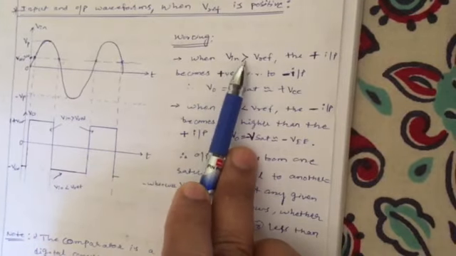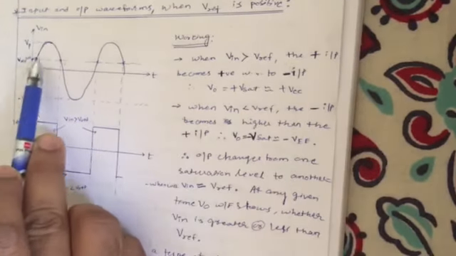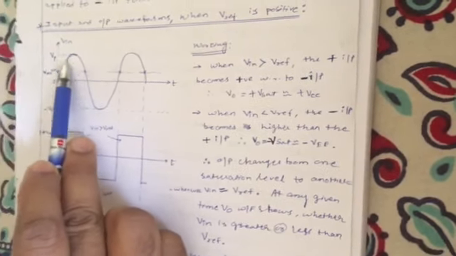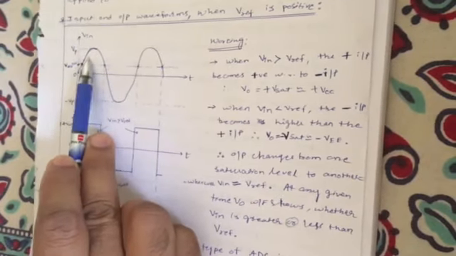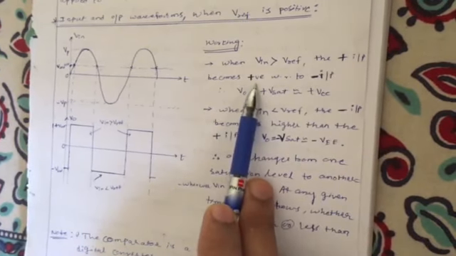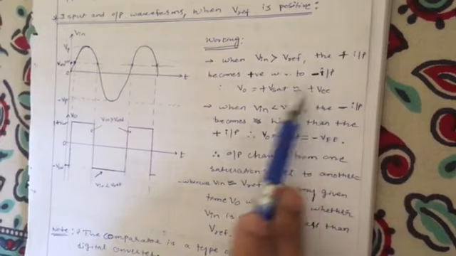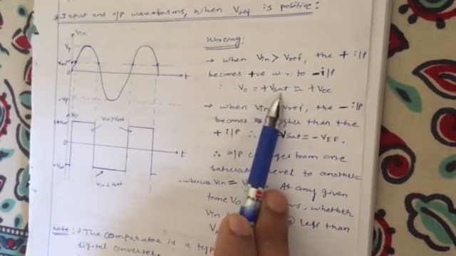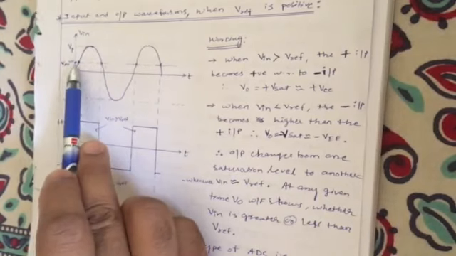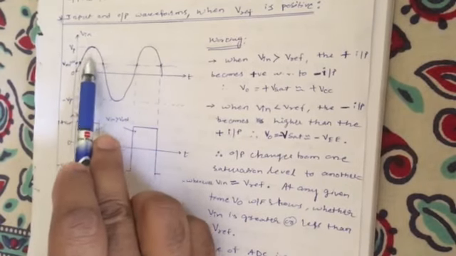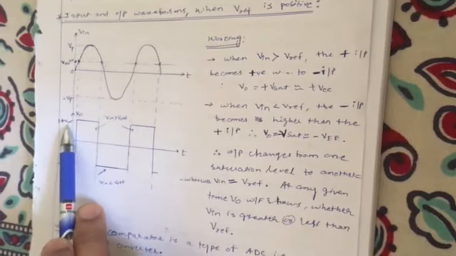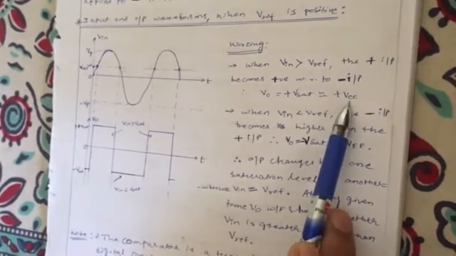When Vin is greater than V reference, that means this portion. So this is the portion, students, where my Vin is greater than V reference. That time the positive input becomes positive with respect to negative. Therefore, V0 becomes plus Vsat, that is approximately equal to plus Vcc. Students, when this Vin is greater than V reference, here the output becomes plus Vsat. This plus Vsat is nothing but the plus Vcc.